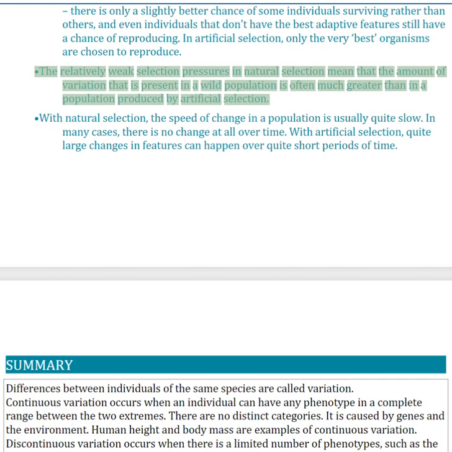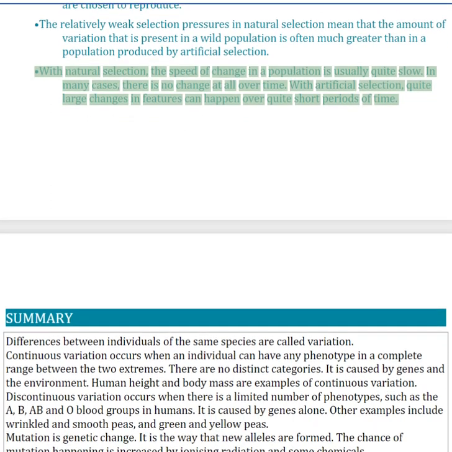The relatively weak selection pressures in natural selection mean that the amount of variation that is present in a wild population is often much greater than in a population produced by artificial selection. With natural selection, the speed of change in a population is usually quite slow. In many cases, there is no change at all over time. With artificial selection, quite large changes in features can happen over quite short periods of time.